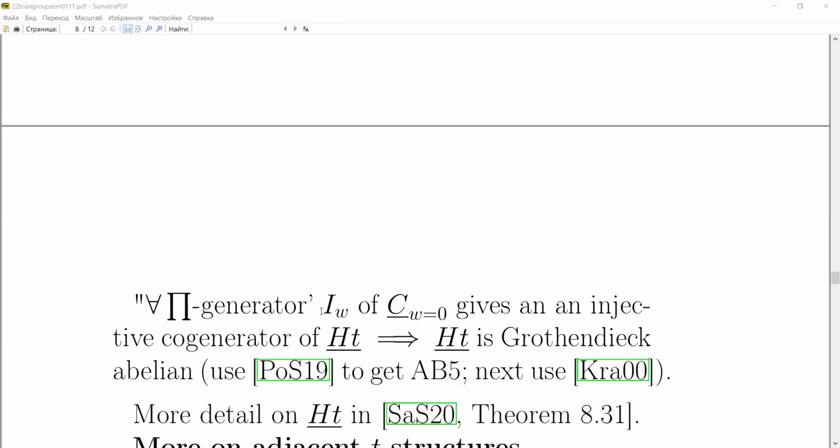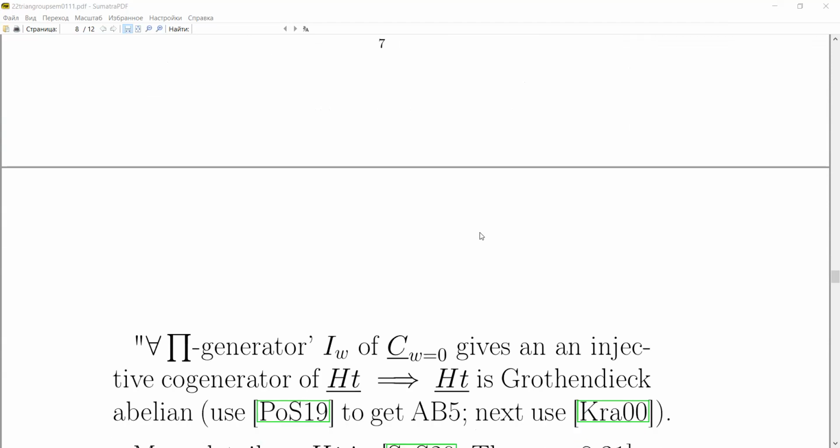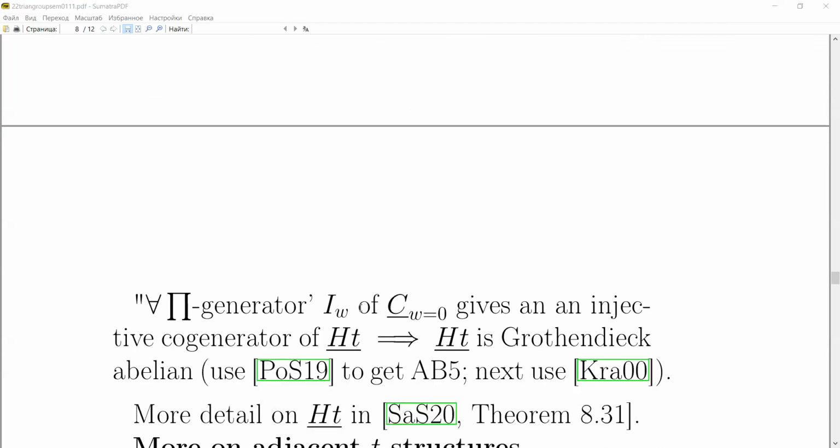Okay, now if you truncate, so I've said, was it here? Yes. So I've said that for a perfectly generated weight structure, you have a coproduct generator of the heart. But actually, here this V is, you may say, co-perfectly co-generated. So if the heart has a product generator, and if you truncate it, you obtain an injective cogenerator of the heart of T.